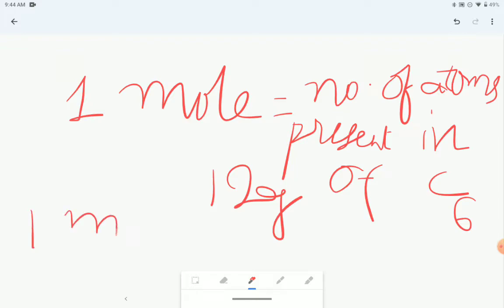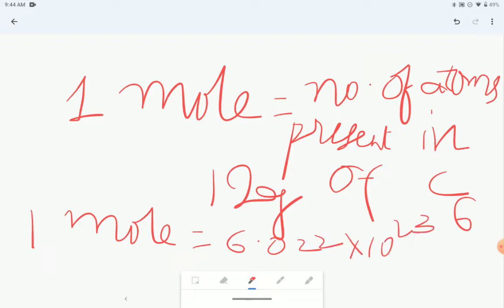One mole is equal to 6.022 into 10 to the power of 23 number of atoms, or molecules, or some unit particles, whatever it may be. This is known as the Avogadro number. One mole is equal to Avogadro number of unit particles. This is the basics of the mole concept.